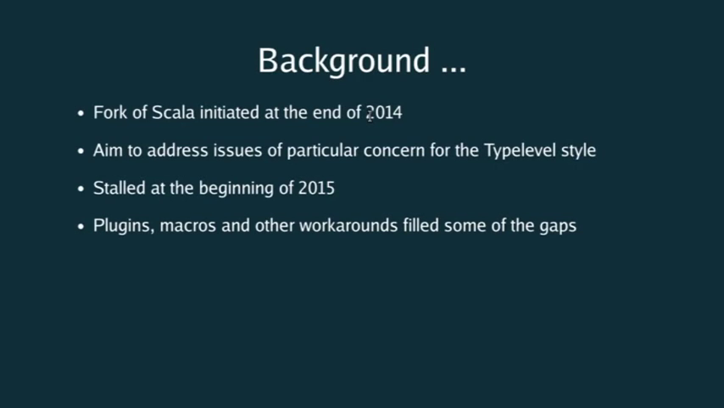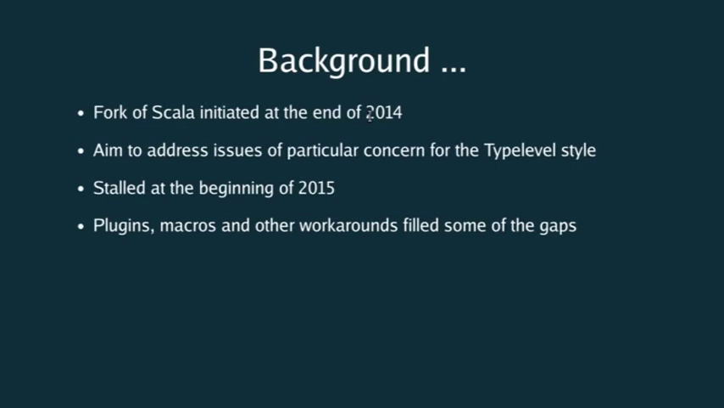I think some really prime examples of exactly those kinds of things would be, for example, Erik Osheim's Kind Projector. Kind Projector is essentially a Scala compiler plugin that uses and abuses existing Scala syntax to provide some kind of support for partial type application, which is very important in libraries like Cats, which make extensive use of higher kinded types.